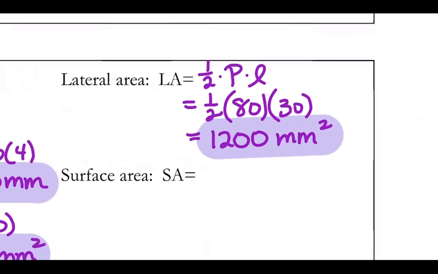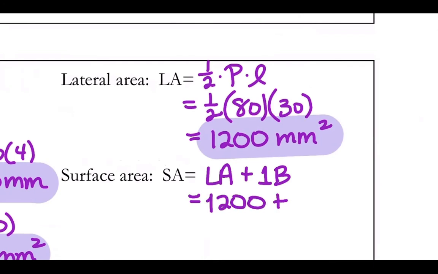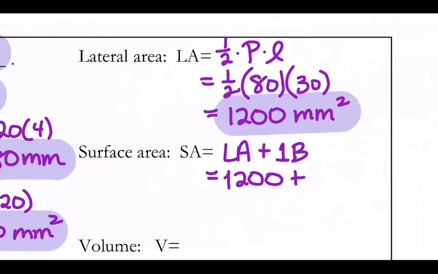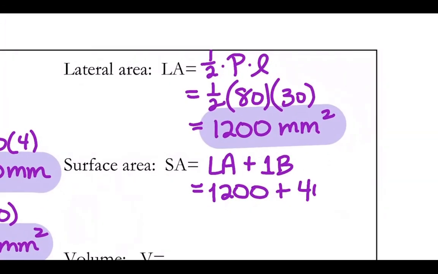And then surface area. Surface area is the lateral area plus one base. Only one base because it's a pyramid. Okay, so 1200 plus, now we have to go find the base area. The base area was 400. So that's 1600 millimeters squared.